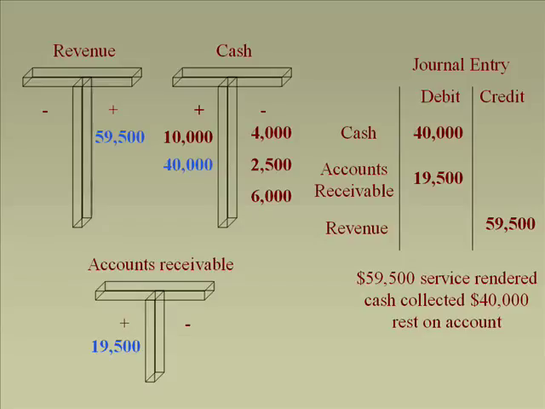By now, have you noticed something about journal entries? Look at this very carefully. What's the total of the left? Cash 40, accounts receivable 19,500. So the total on the left is 59,500. What's the total on the right? The same number. This is the beauty of Pacioli's system. Whatever transactions you do, the left is always equal to the right.